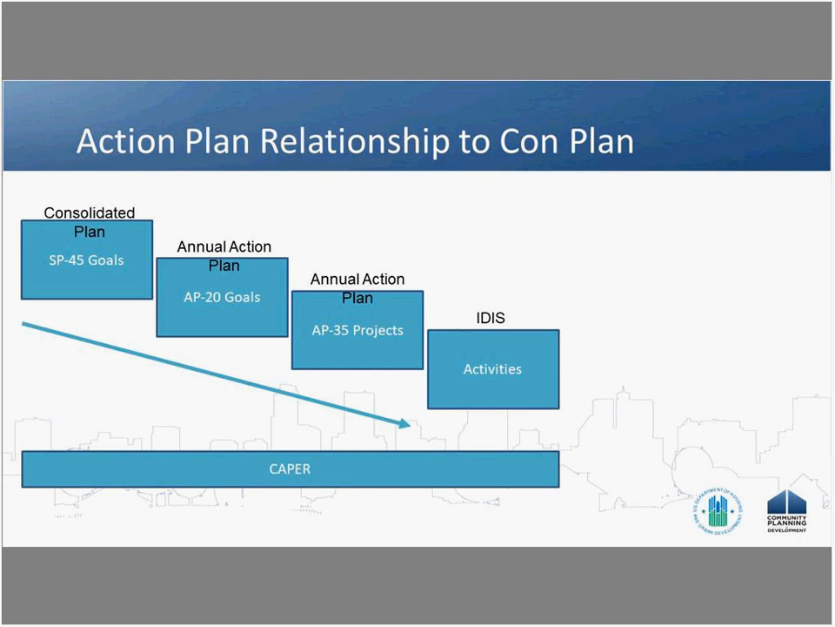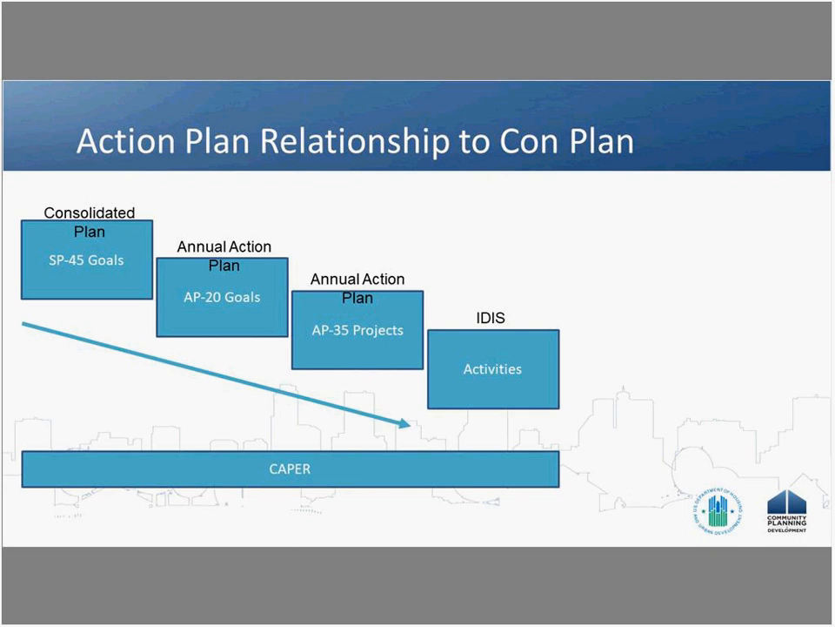So you start with your SP 45 goals, then your AP 20 goals. And for the AP 35 projects in your action plan, you associate each project to a goal and select the single outcome indicators that were originally selected for the annual goal and strategic goal. And then when you set up your activities, the matrix codes or HOME activity types for the activity that you are creating should be aligned with the outcome indicators that were initially selected in the setup of your consolidated and action plan.